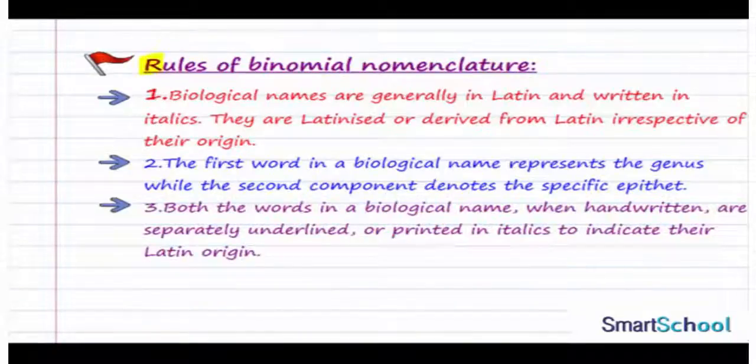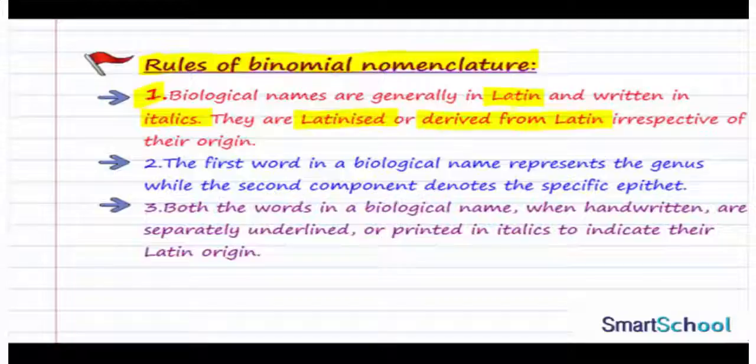We'll now study the rules of binomial nomenclature. The very first rule is biological names are generally in Latin and written in italics. So the names are in Latin and they are written in italics. They are Latinized or derived from Latin irrespective of their origin. So irrespective of where the origin of the organism is, the names are Latinized or derived from Latin.